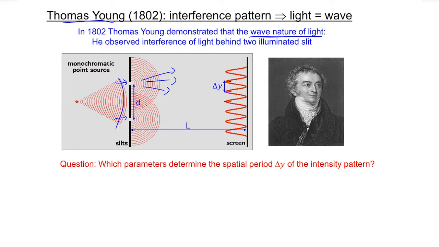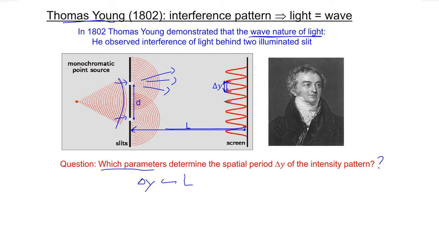So a question you might ask is, which parameters determine the spatial period on the screen? Something I'll explain in detail in the next sheet, but let me first give the general argument. So what would you expect? I sketched a couple of parameters that are important here. The distance between the sources and the screen should obviously be in there, and you expect the period of the oscillations to be proportional to this distance.